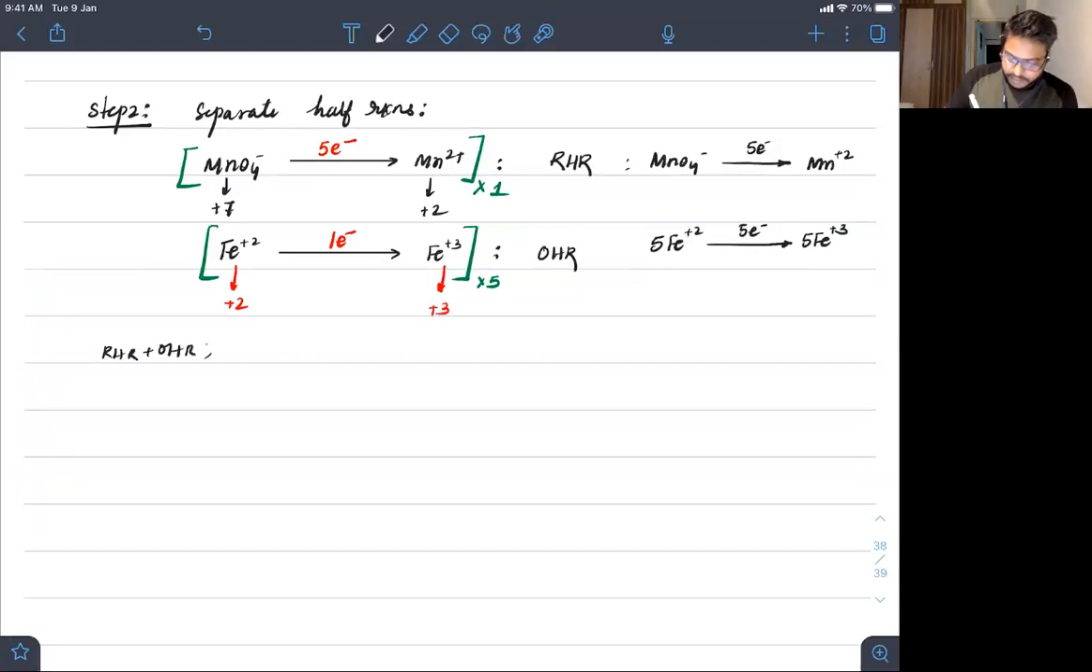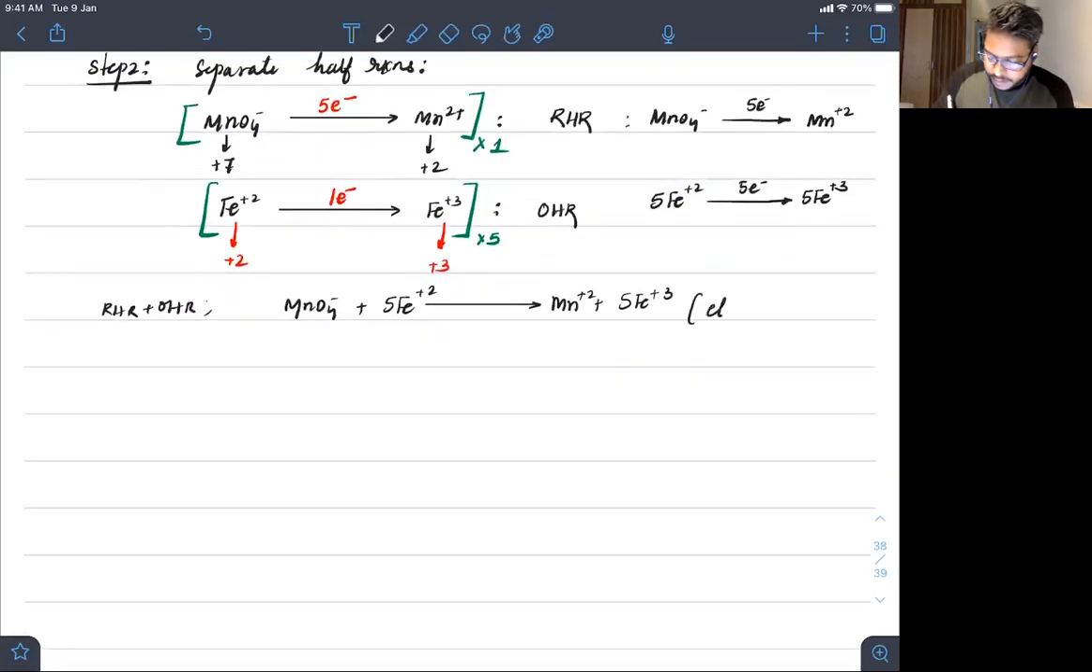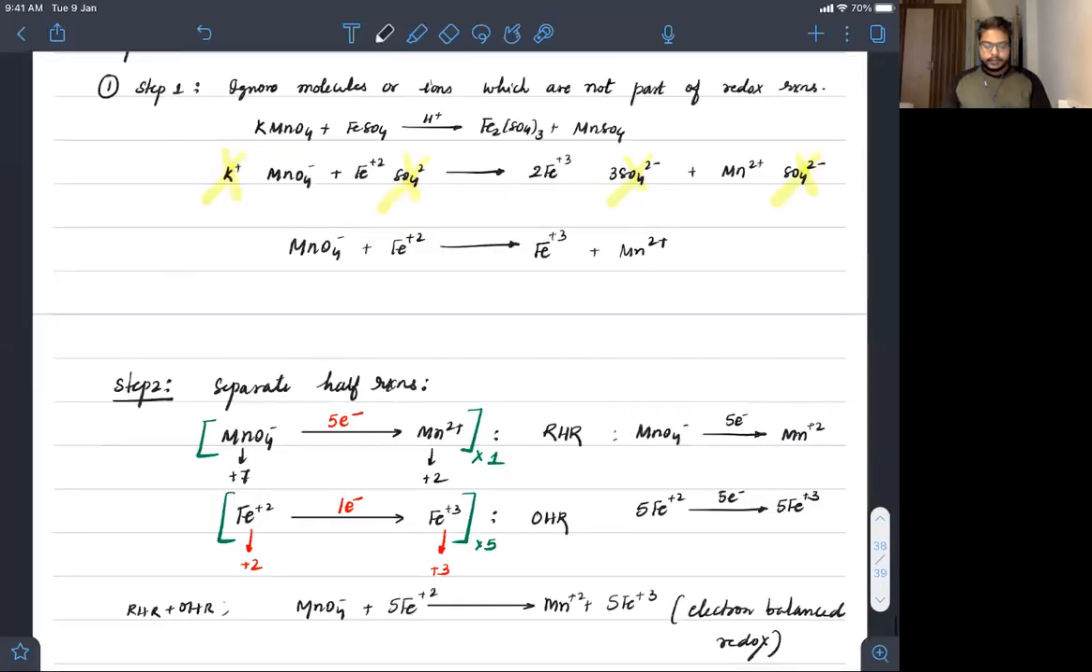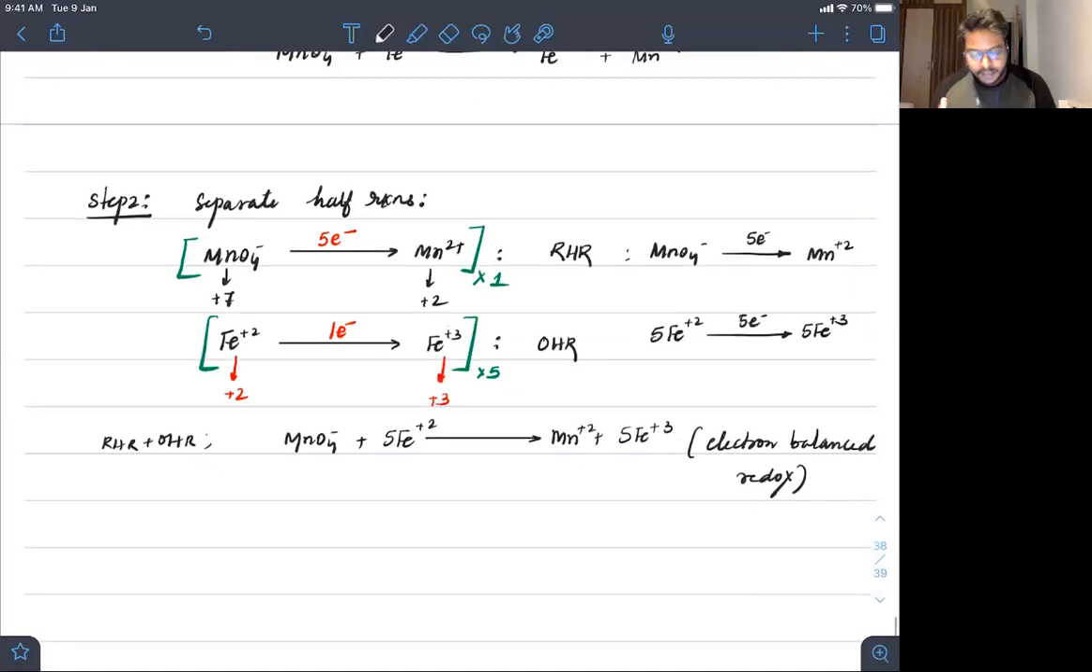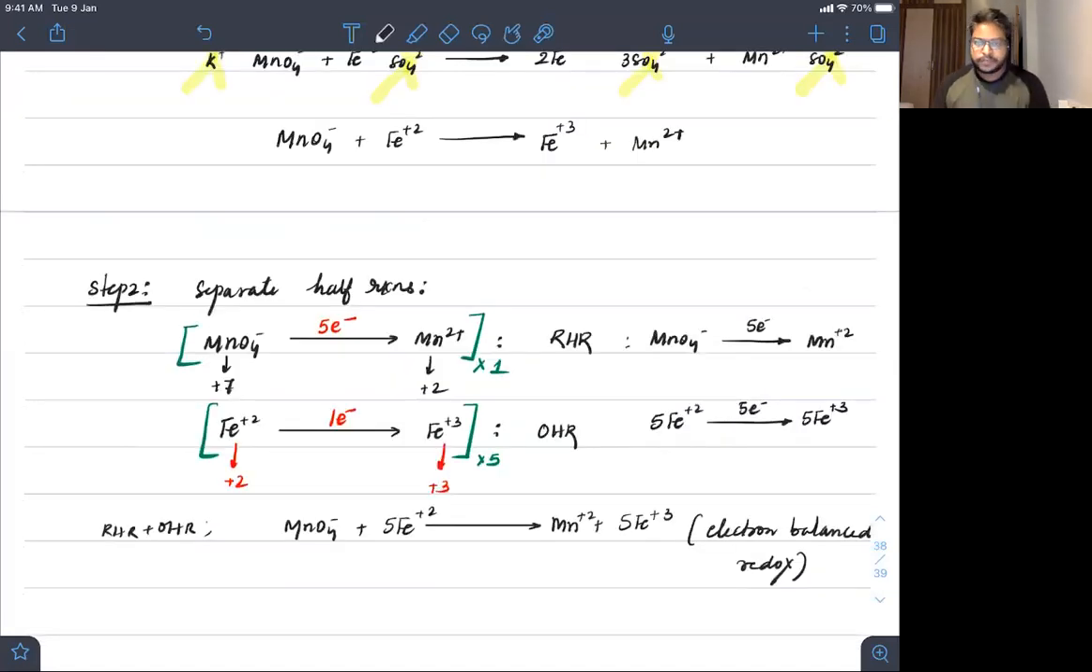Again we will get the overall equation. That is MnO4- plus 5 Fe2+ becoming Mn2+ plus 5 Fe3+. Right, students? Now this is called the electron balanced redox reaction. So we have balanced the electrons given and taken. So step 2 is clear, everybody. Step 1 is always about writing only the redox part. Step 2 is balancing the half reactions and making sure that the number of electrons given and taken are the same. Okay. Now let us see what is step 3.